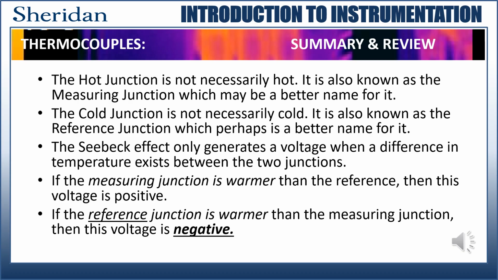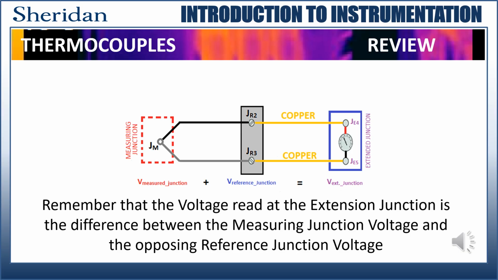Okay, now we're going to spend a bit of time practicing some of the stuff we've learned. Remember that the voltage read at the extension junction is the sum of the two other junctions, and you cannot directly measure the voltage of the measured junction at the reference junction because you are creating another thermocouple circuit.